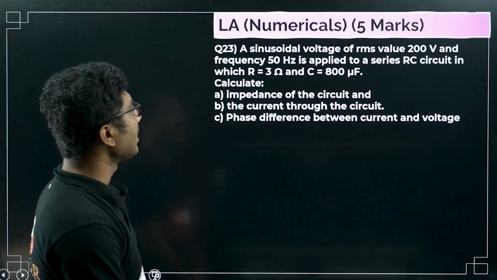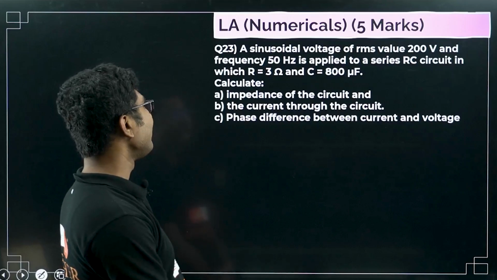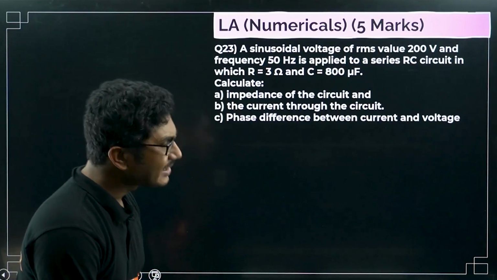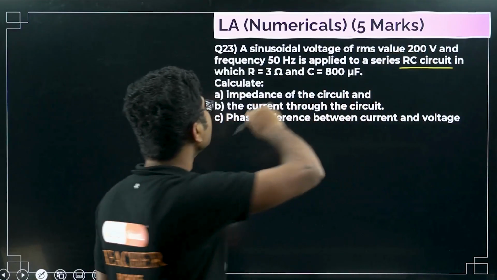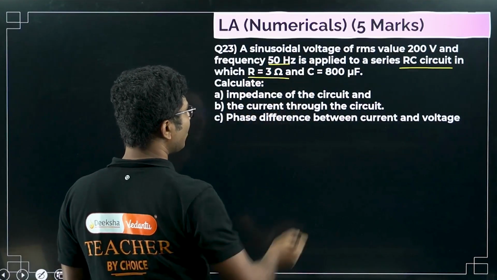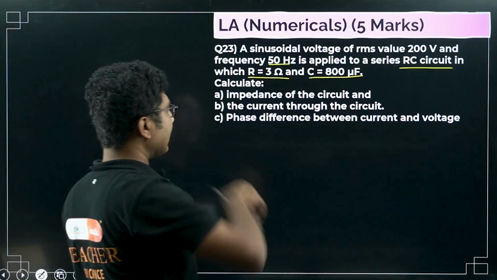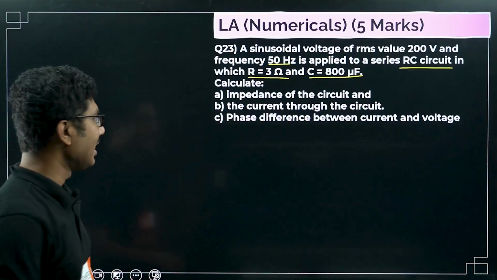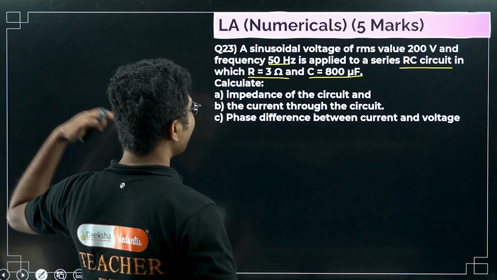A sinusoidal voltage of RMS value 200 volt and frequency 50 Hz is applied to a series RC circuit. So it is only an RC circuit. Frequency is 50 Hz, resistance is 3 ohm, capacitance is 800 microfarad. Calculate the impedance of the circuit and the current through the circuit, and the phase difference between current and voltage. So there are 3 different parts.